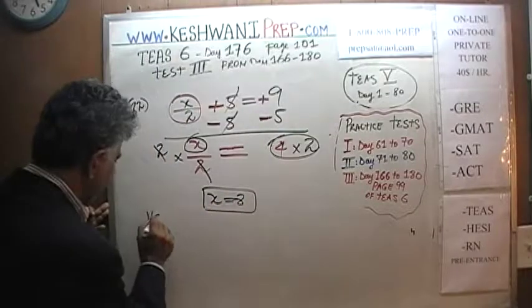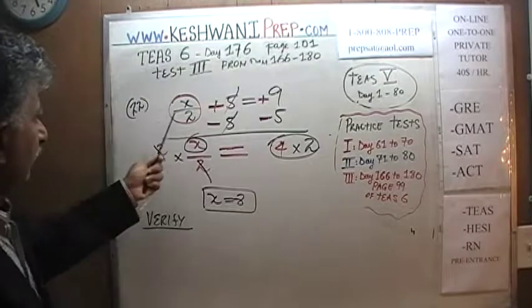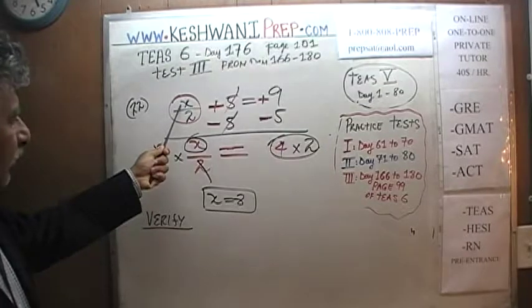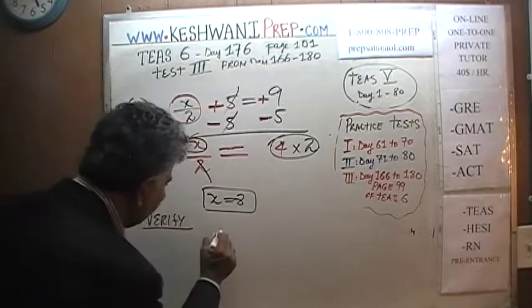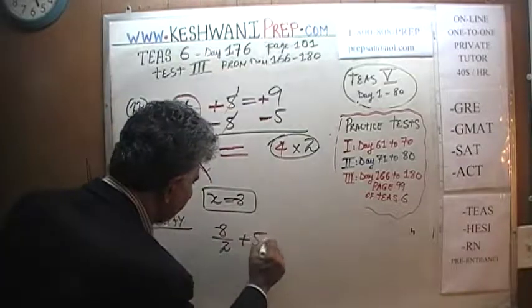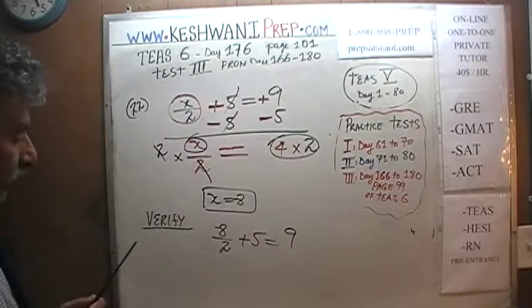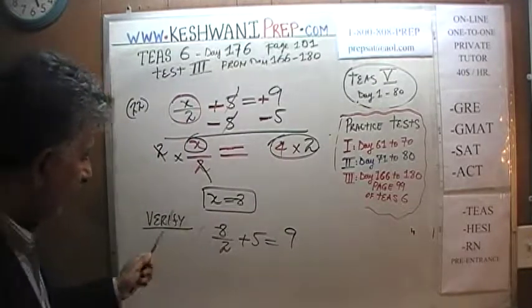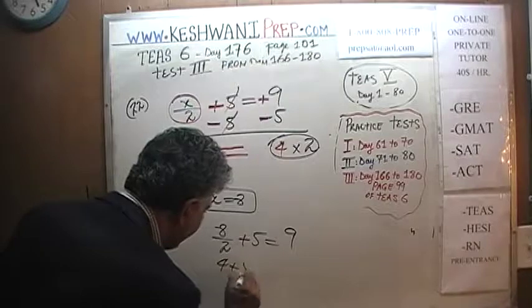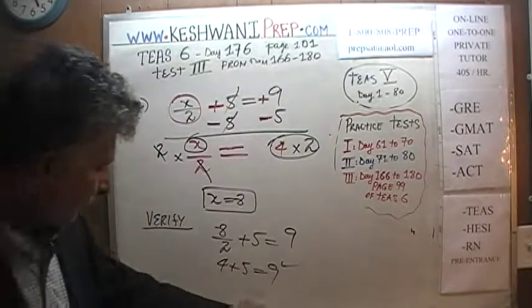And again, if you like, you can very quickly verify. It only takes 2 seconds. So we're claiming that x is equal to 8. 8 divided by 2 plus 5 has to be 9. And if that is true, then our work is correct. 8 divided by 2, half of 8 is 4. And is 4 plus 5 equal to 9? Of course it is. Our work is correct.